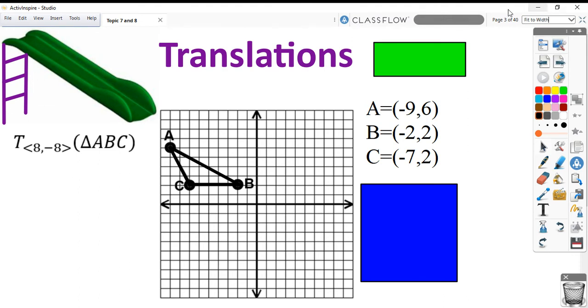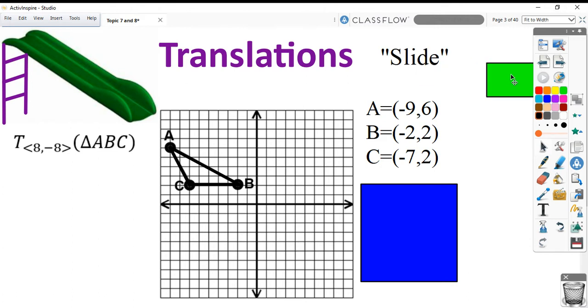A translation is the fancy word for a slide. So you would take a point or a shape or whatever it is and move it to a different location. The difference between what you did back in elementary school and what is going on here is that we're going more in depth by giving all of our objects a specific location on an XY plane. So a translation is a slide.